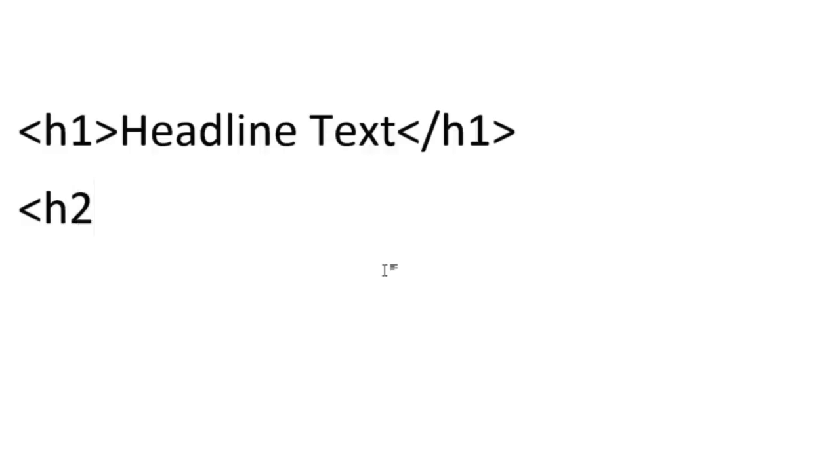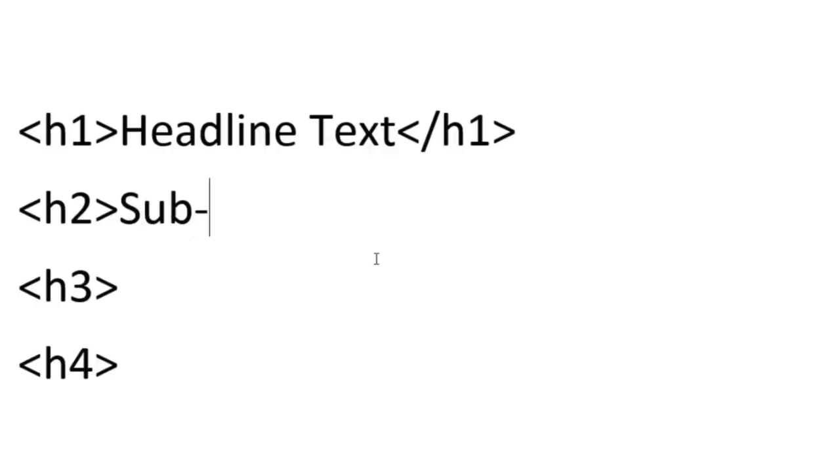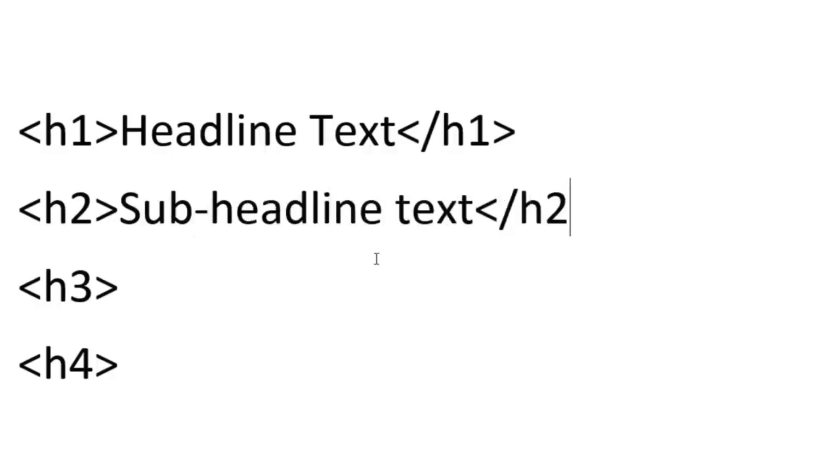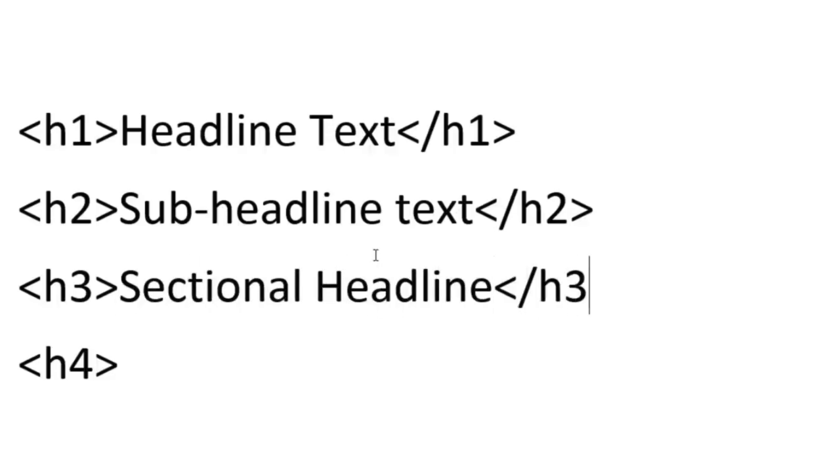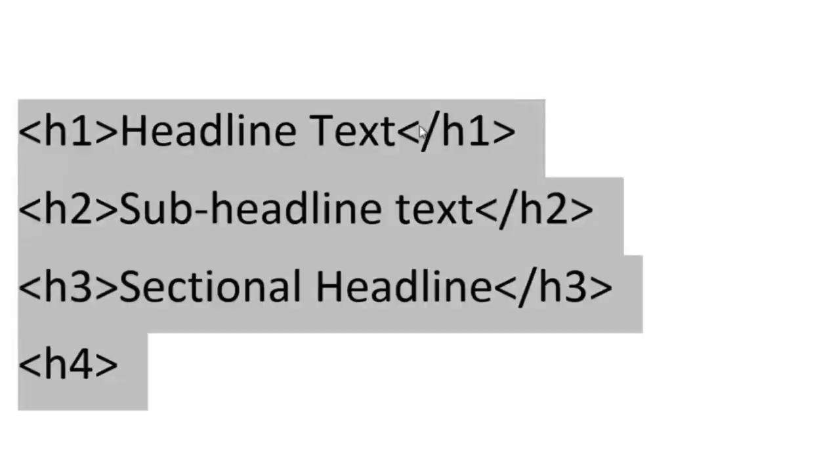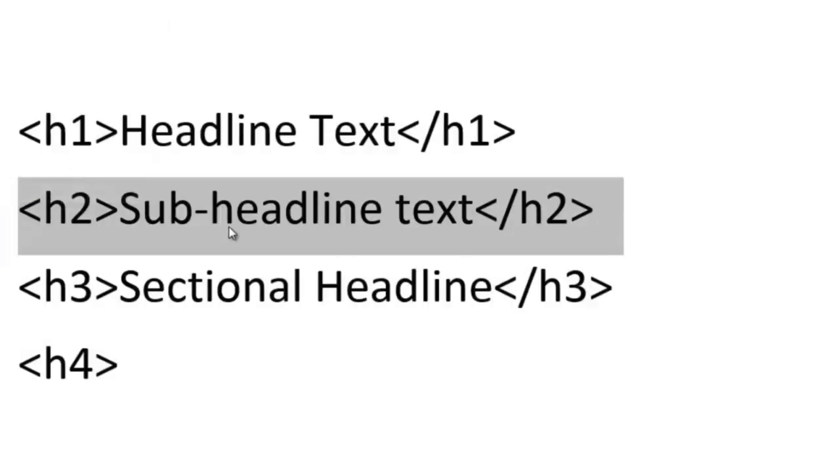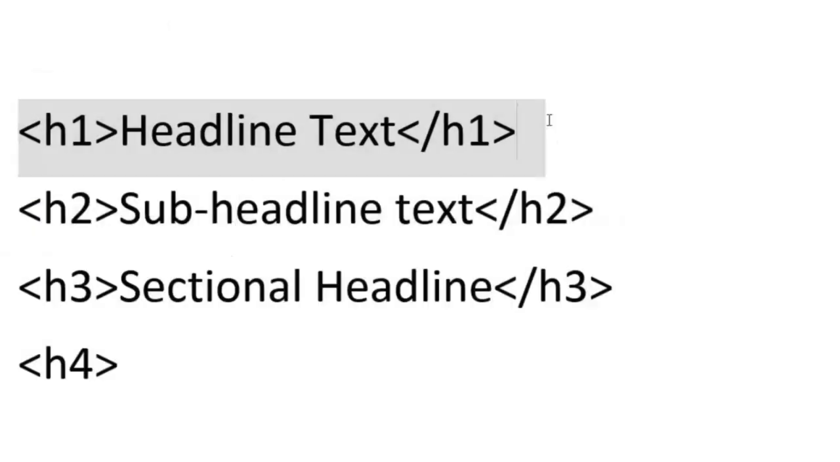If you want to decrease in size, it would go H2, H3, H4, and so forth. You would do the exact same thing. This could be something like a sub-headline text. Then, we can close that off with slash H2. This could be something like a sectional headline, and we close it off with slash H3. So, as the number gets bigger, the heading gets smaller, but it's still a headline. Now, when Google comes along, for example, and reads these headlines, they say, okay, this is the headline. This might not be as important as this headline. We don't know exactly, but that's what we've seen.